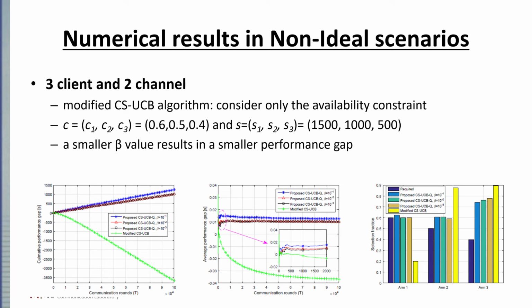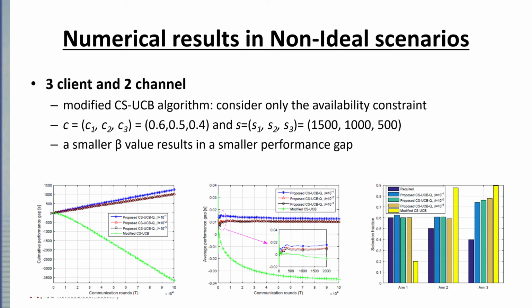Next is the non-ideal scenario. Here we set up 3 clients and 2 channels. The fairness constraint vector is set as C equals C1, C2, C3. That is 0.6, 0.5, 0.4. And the sample vector is 1500 and 1500. And here we have a modified CS-UGB algorithm that considers only availability constraints as a comparison group.